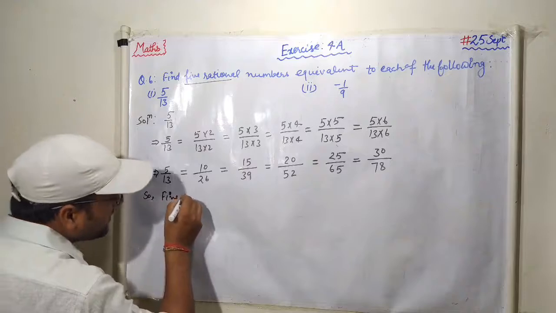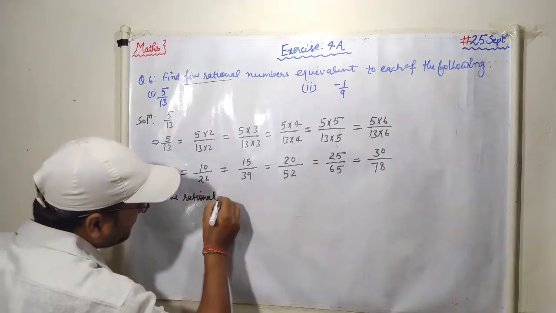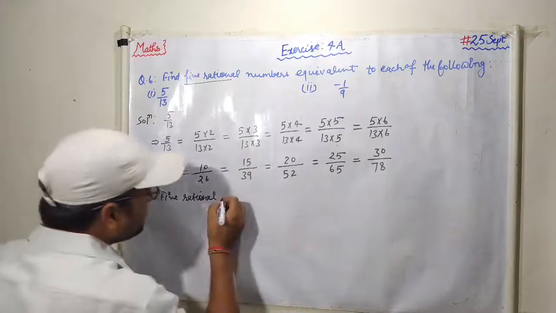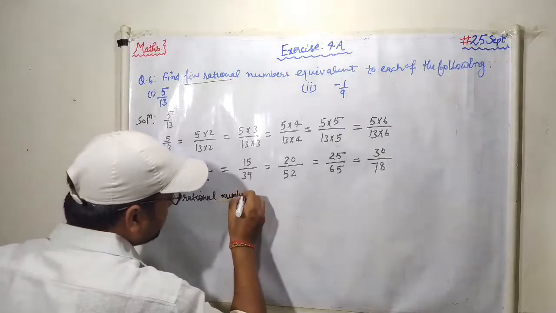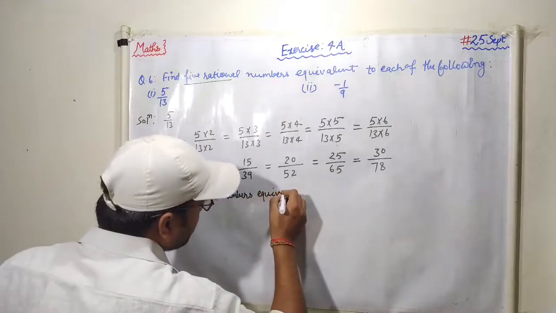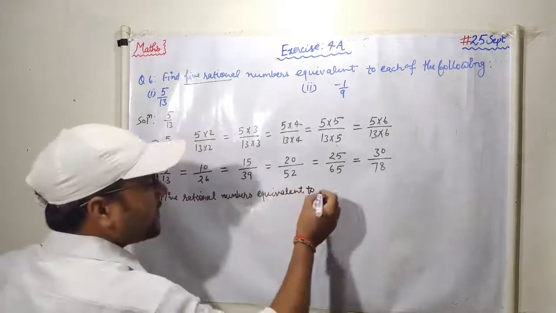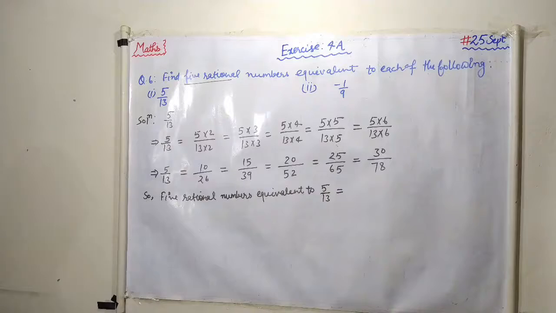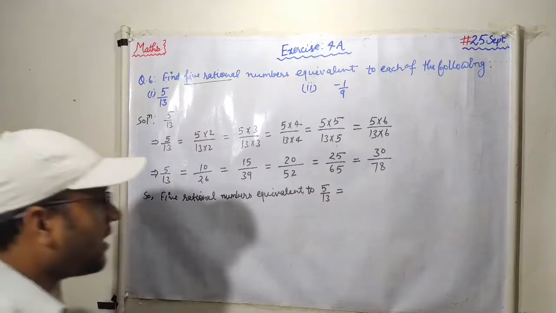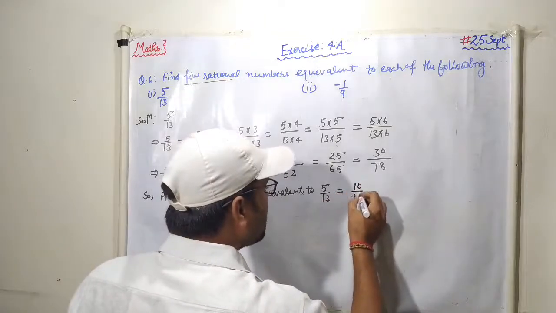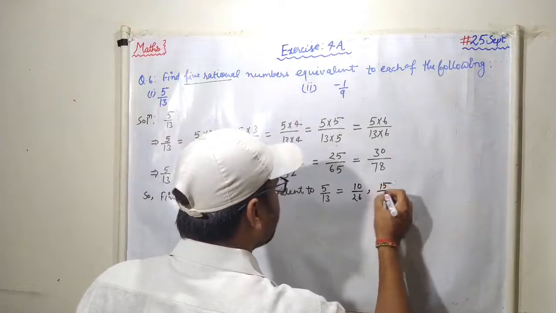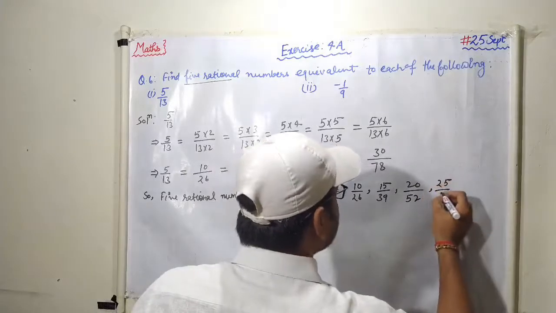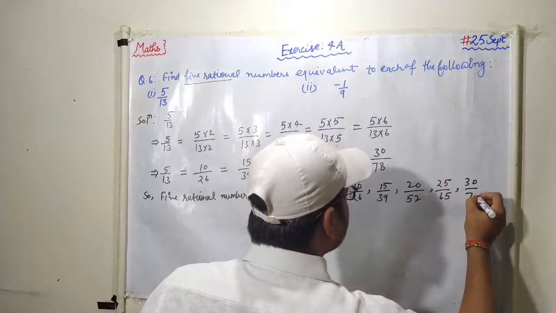So 5 rational numbers equivalent to 5 upon 13 are 10 upon 26, 15 upon 39, 20 upon 52, 25 upon 65 and 30 upon 78.